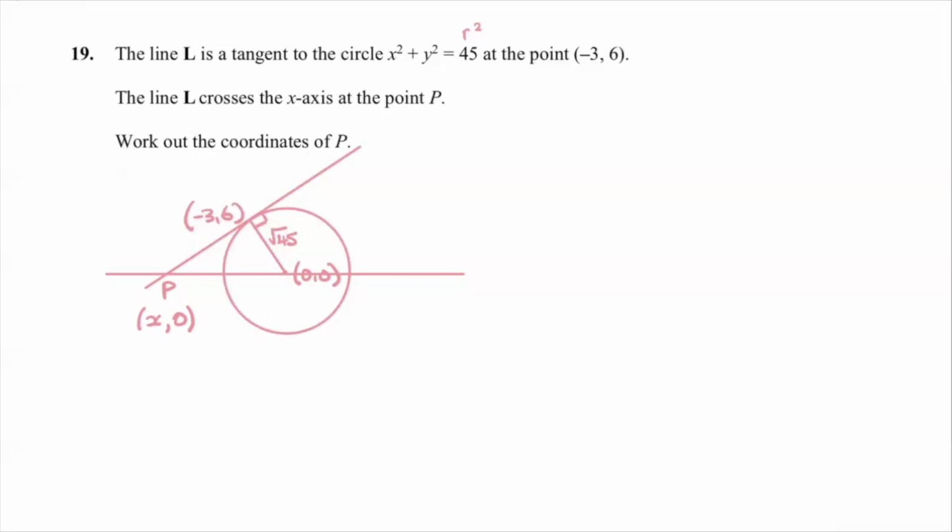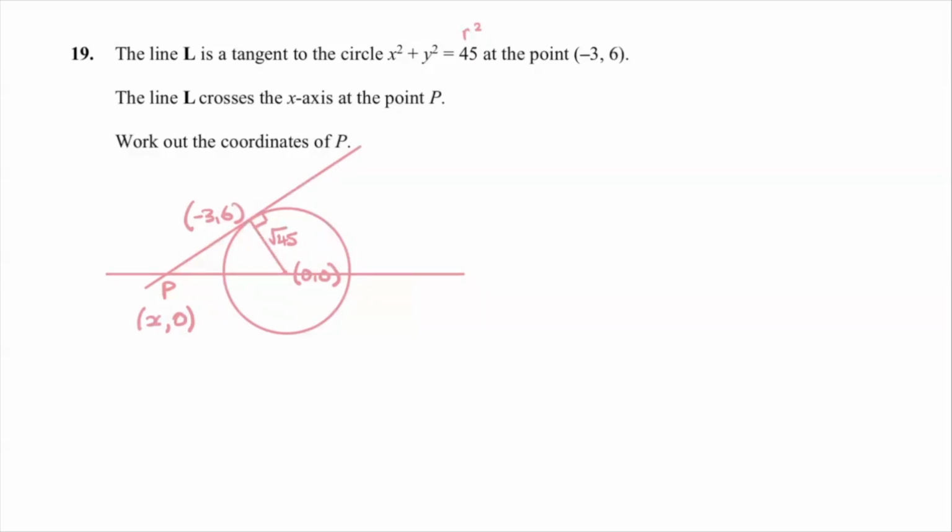They want me to work out the coordinates of P. In order for me to do that, I'm going to need the equation of this line. The only information that I've got on this line at the moment is the point -3, 6. I either need another point, which I don't have in full, or I need a gradient, which I don't have. But what I do have on the perpendicular line of the radius here are 2 points. I've got the 0, 0. I've got the -3, 6. I can use that to help me.